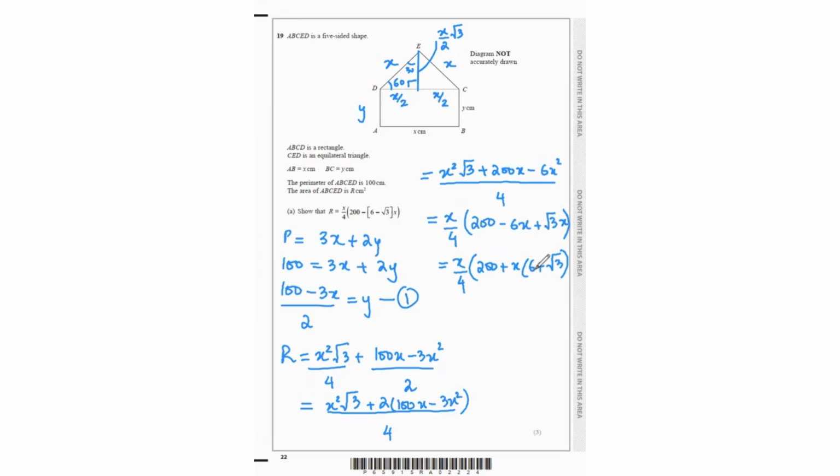This is plus and this is minus. So what they've done is inside the bracket, they've taken common again between 6x and root 3x. So x over 4 times 200 and then minus x bracket 6 minus root 3. That's your equation as given in the question. Then it says find the value of x for which r has its maximum value. Give your answer in the form of p over q minus root 3, where p and q are integers.